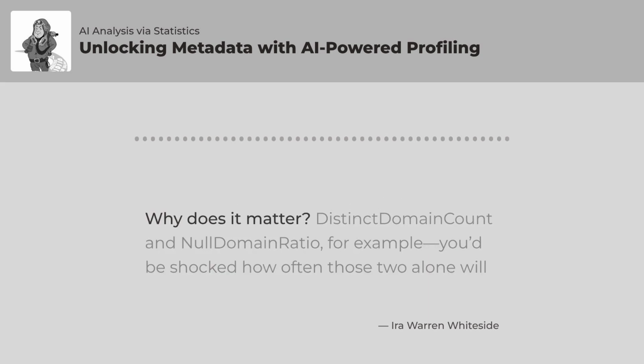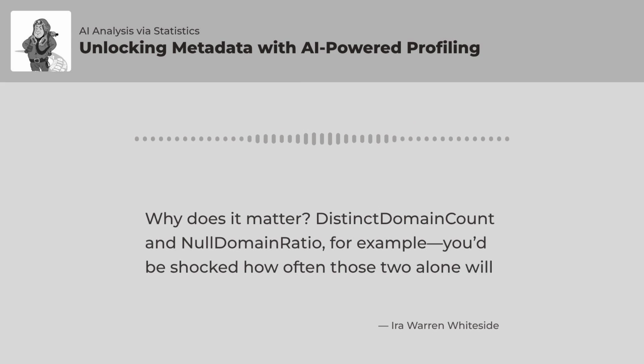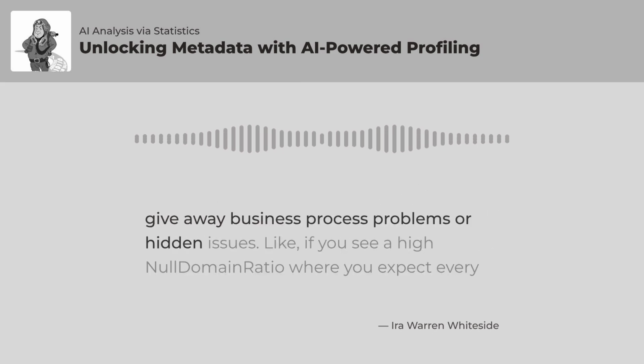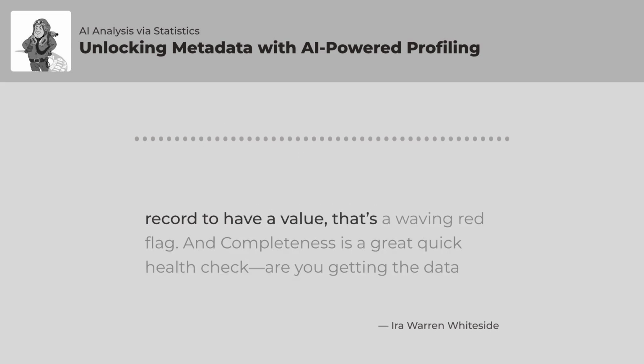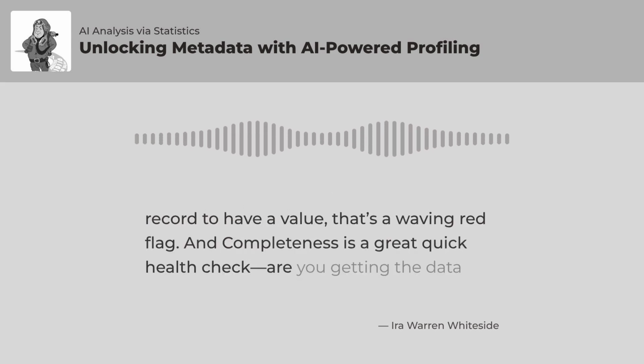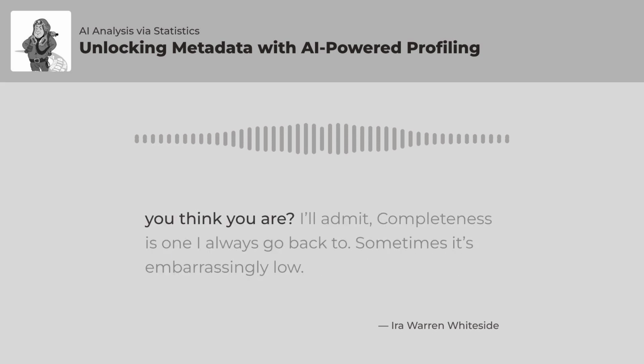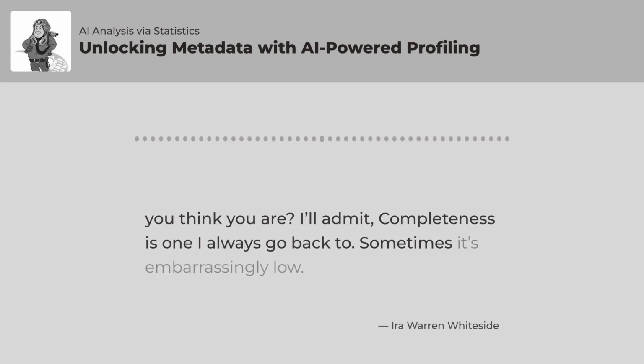Why does it matter? Distinct domain count and null domain ratio, for example. You'd be shocked how often those two alone will give away business process problems or hidden issues. Like, if you see a high null domain ratio where you expect every record to have a value, that's a waving red flag. And completeness is a great quick health check. Are you getting the data you think you are? I'll admit, completeness is one I always go back to.